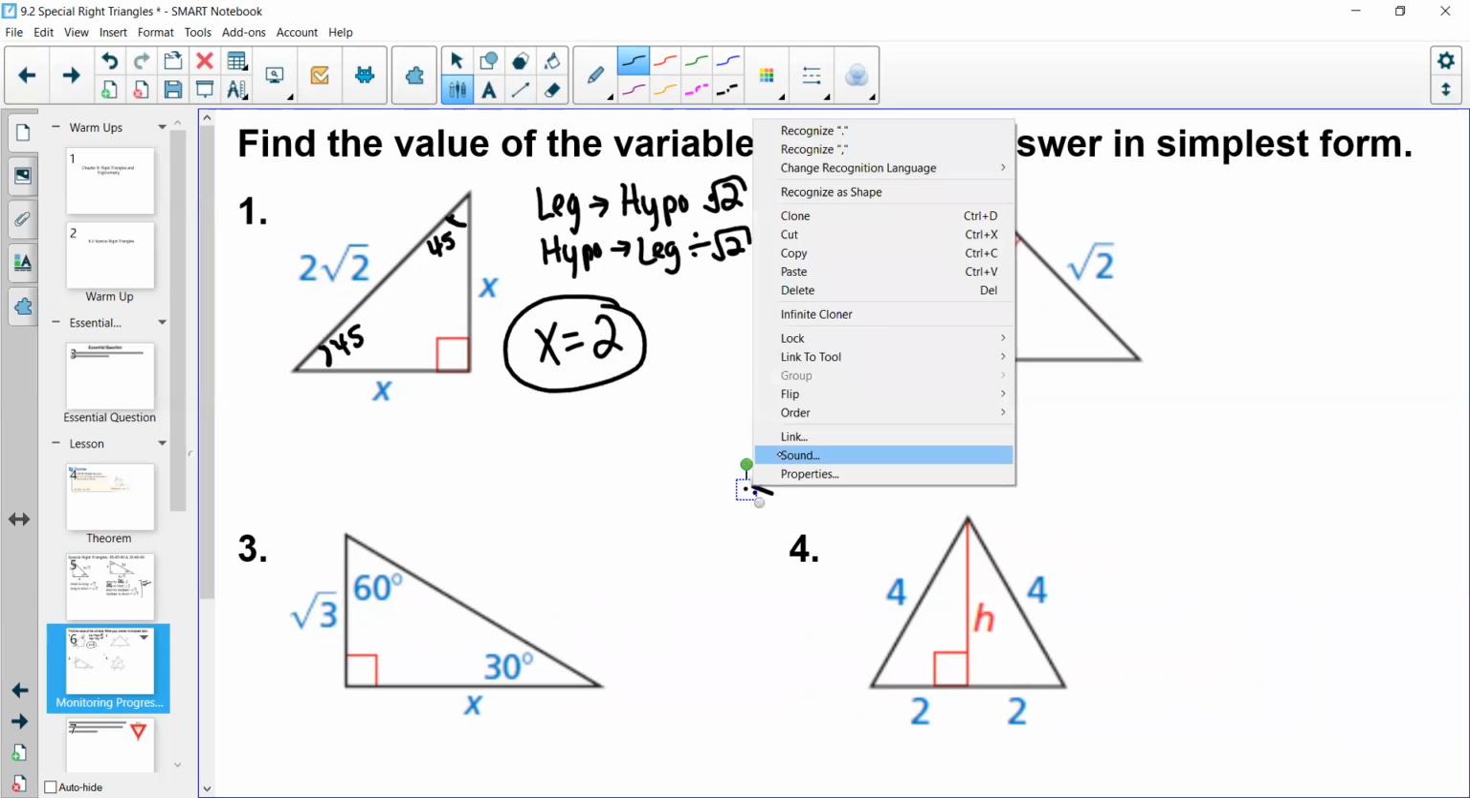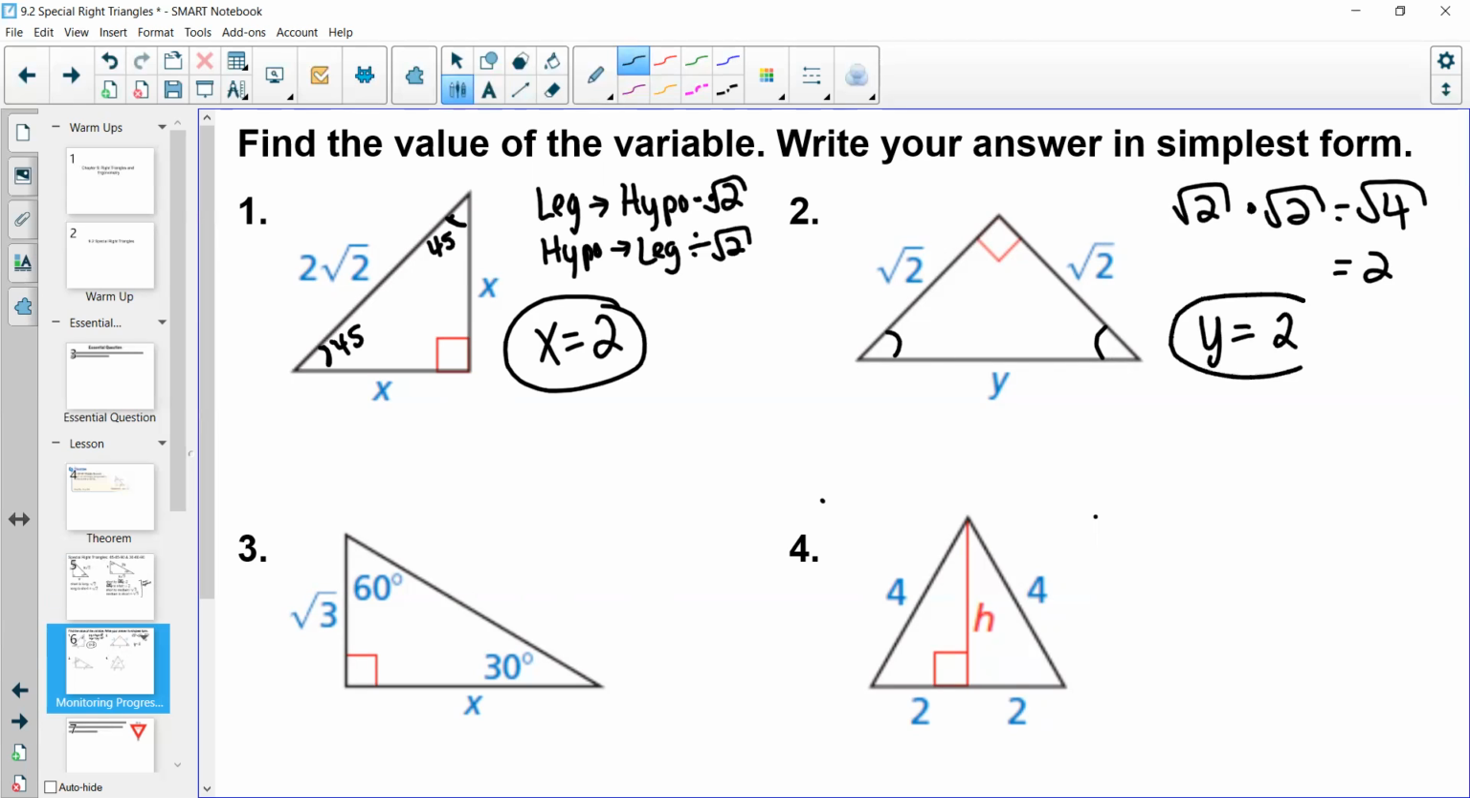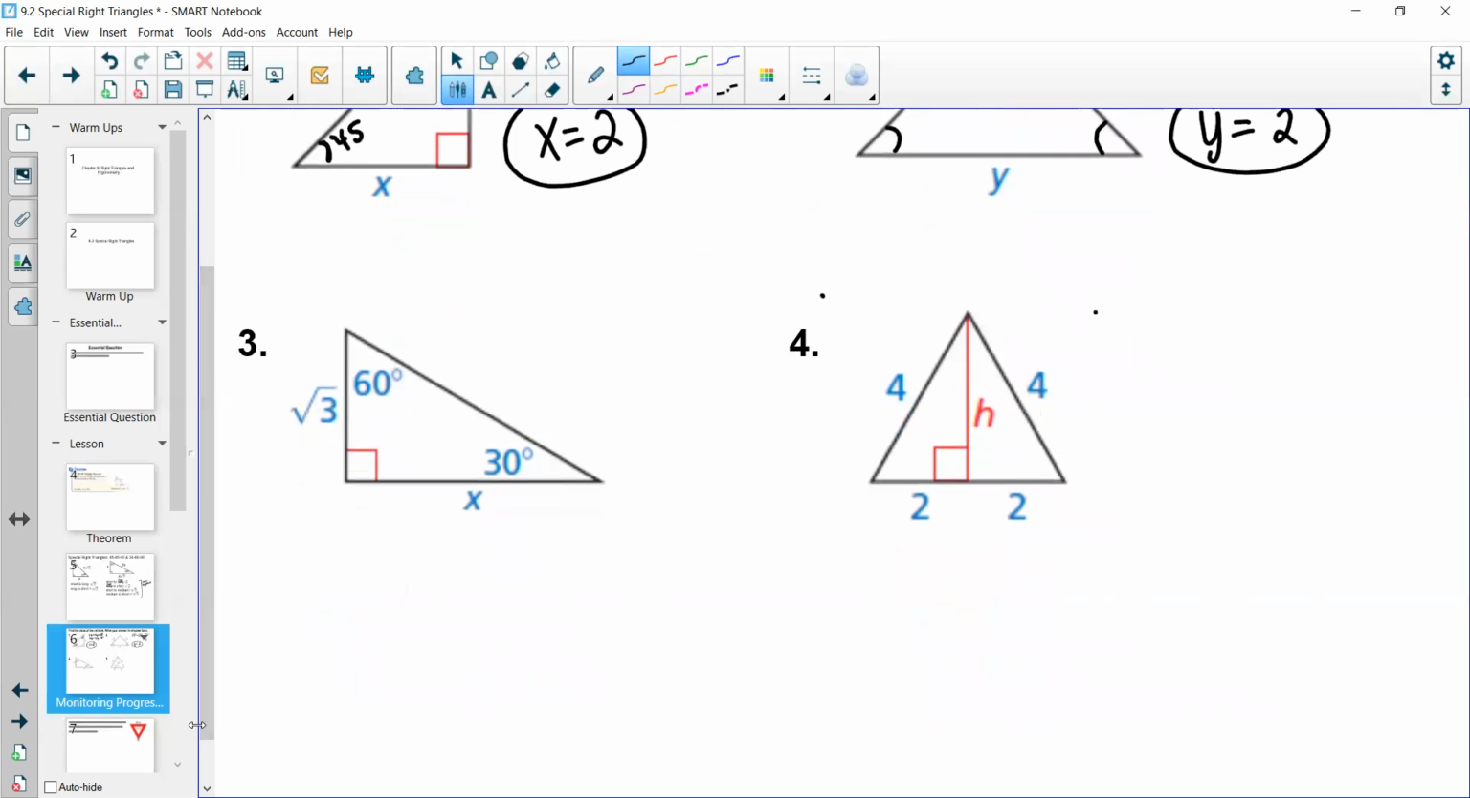Awesome. Now let's take a look at this next example. This next example is also going to be one of those 45-45-90 triangles, but in this case, our two legs are both the square root of 2. To go from a leg to a hypotenuse, we multiply by the square root of 2. So we take the square root of 2 times the square root of 2, which is the same thing as the square root of 4, which equals 2. That means that our length y, or our hypotenuse here, is going to be 2. Do you see how we can apply those properties? Now for questions 3 and 4, these are both going to include 30-60-90 triangles.